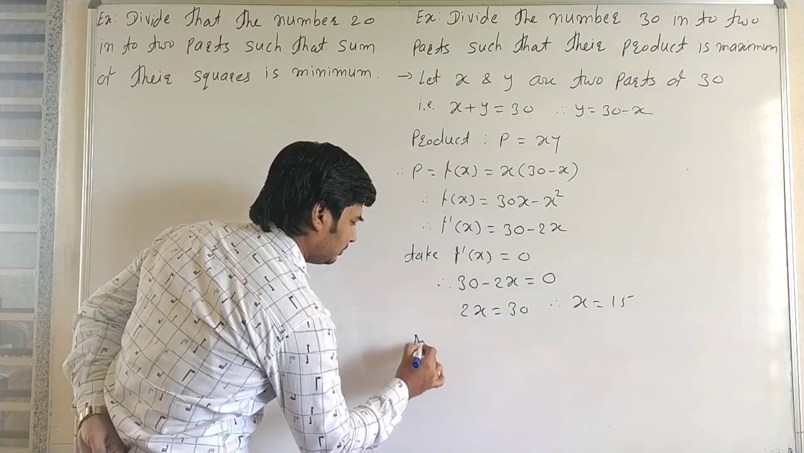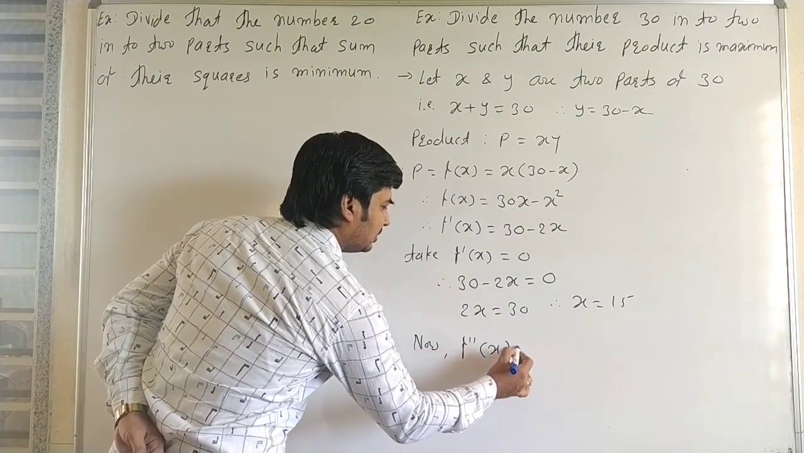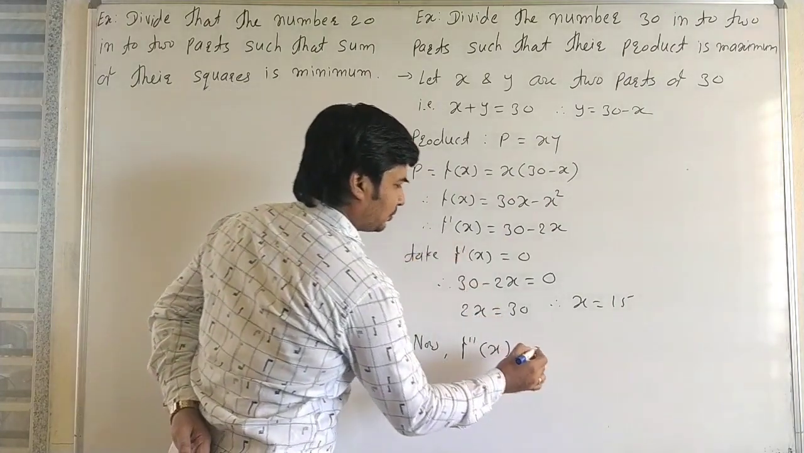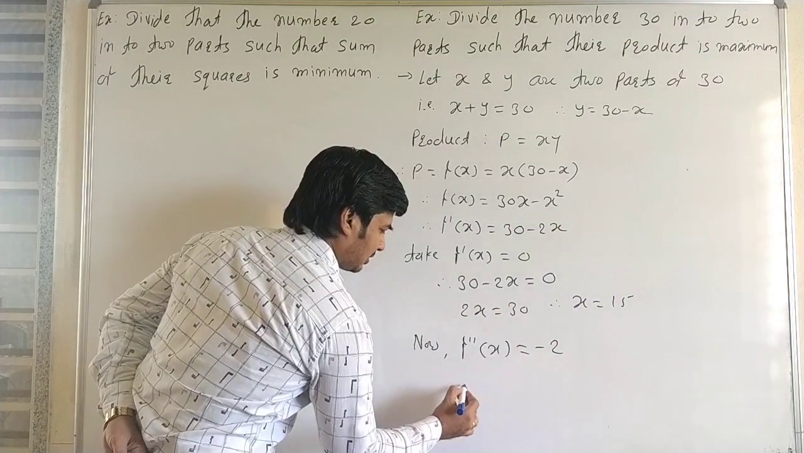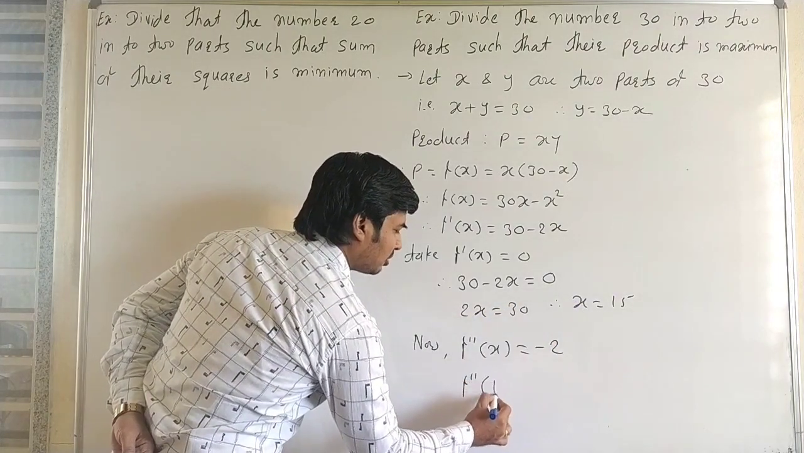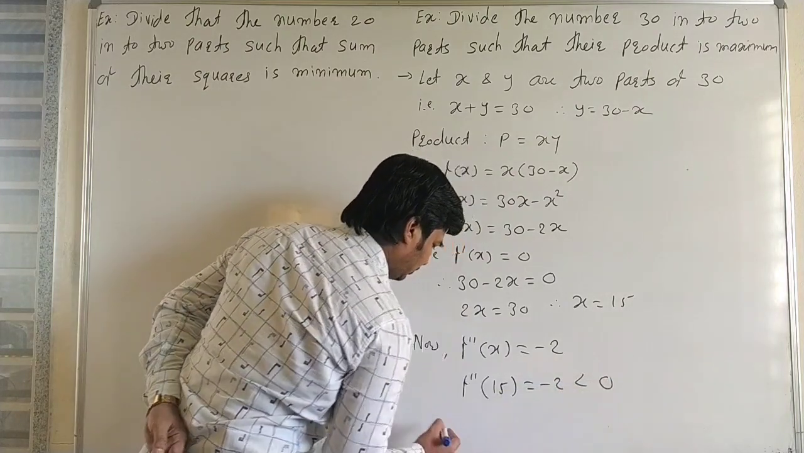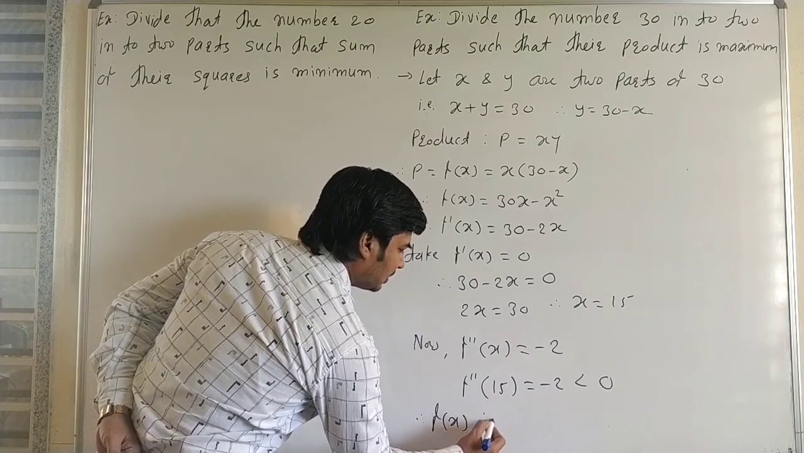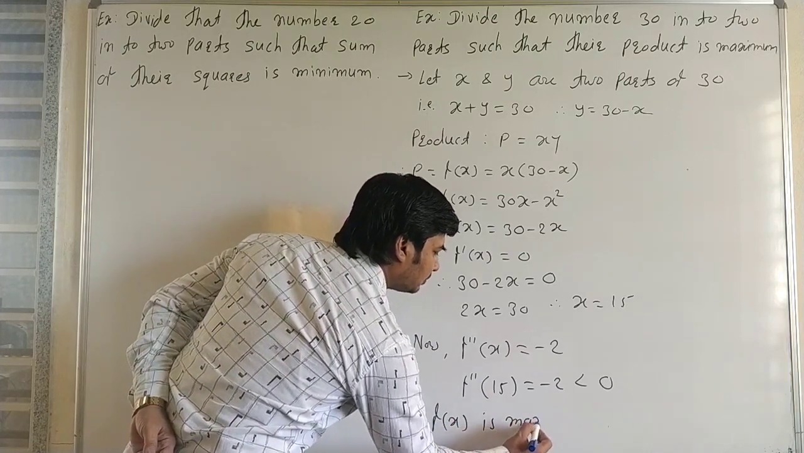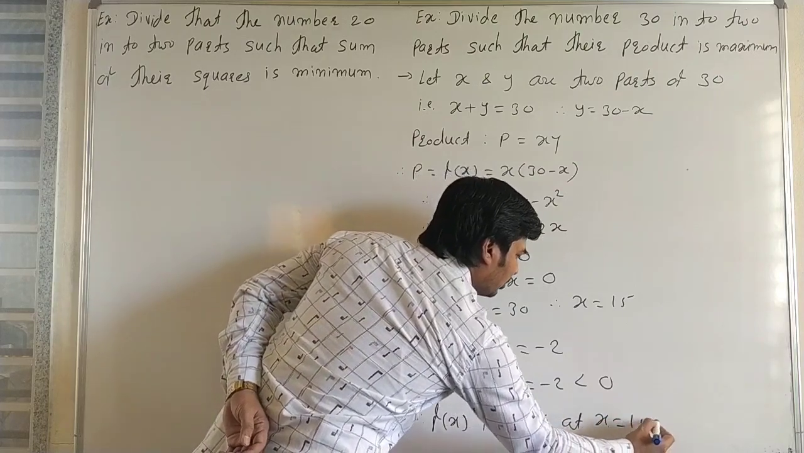Now we find f double dash of x, that is the double derivative. From f dash of x, it is minus 2. Then put the value of x: f double dash of 15 is equal to minus 2, which is less than 0. Therefore f of x is maximum at x equal to 15.